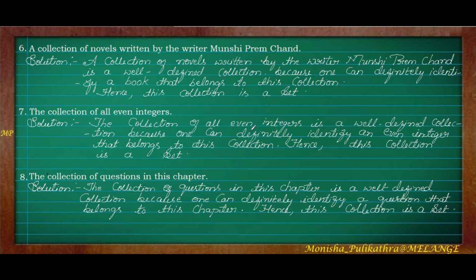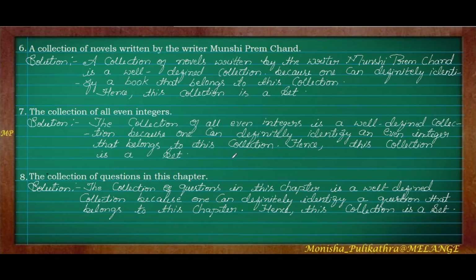So next, the eighth question is the collection of questions in this chapter. This chapter means particularly one chapter. So in that chapter they are asking how many questions are there. Particularly in one chapter, they are not talking about a whole book. In a whole book also we can count how many questions are there. They are not talking about a set of books. They are specifically talking about this chapter, meaning in one chapter how many questions are there. So the collection of questions in this chapter is a well-defined collection, because one can definitely identify a question that belongs to this chapter. Okay, so this type of question also belongs to a set. I hope you understood the 3rd, 6th, 7th and 8th questions.